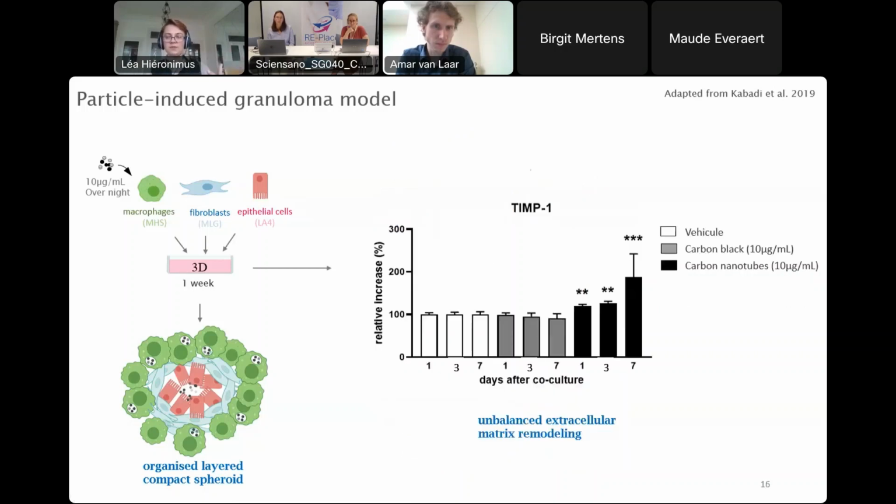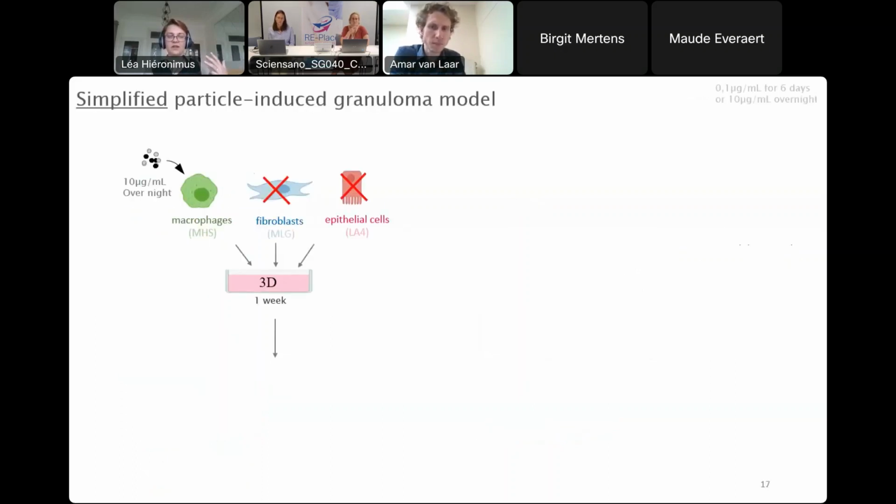I've repeated the experiment and collected supernatants from different days after coculture. And here again, you can see the progressive, significant increase of TIMP1, specifically in granuloma-inducing conditions. So this shows qualitative and quantitative data using this model with 3 different cell lines. But 3 different cell lines and using confocal microscopy may be too much for industries, as maybe they would have liked some simplified model. What I've done next is to try to remove fibroblasts and epithelial cells from my model.